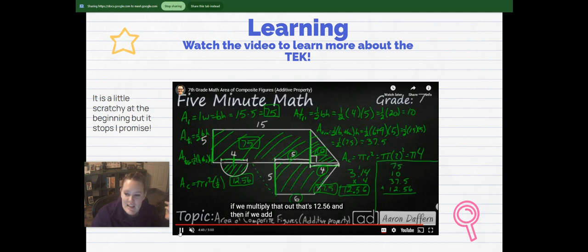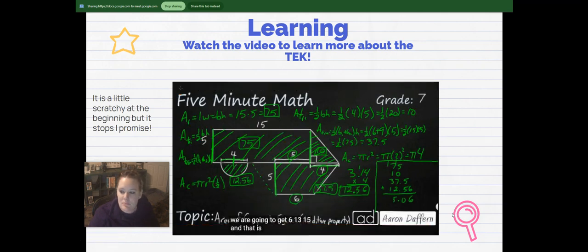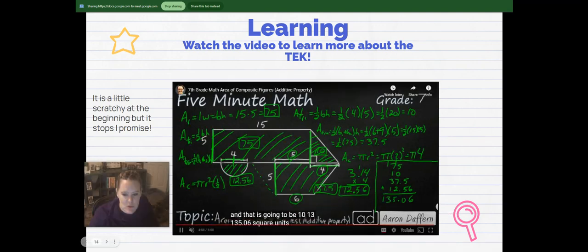And then you're going to see here, he quickly added up everything. That's what you have to do. You have to add up the 75, the 10, the 37.5, the 12.56. And he got a total of... and I forgot to mention with the circle, he had to cut it in half because there was only half a circle. There we go. That was the total.